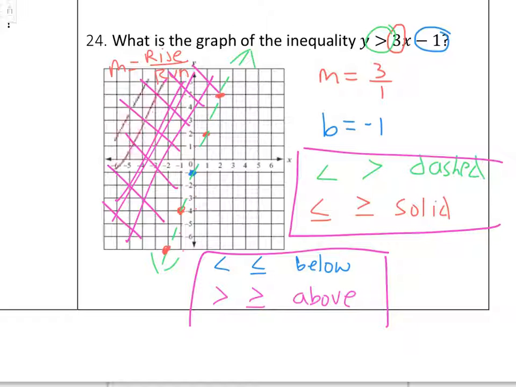And you don't necessarily have to color it in real dark. Don't spend time doing that. Just make sure that the shading is above the line. Okay. All right, that completes page 5.